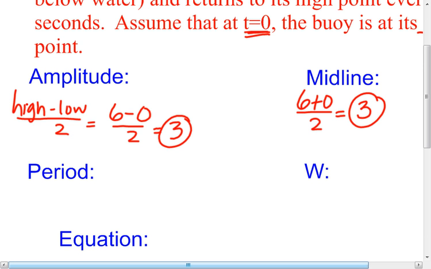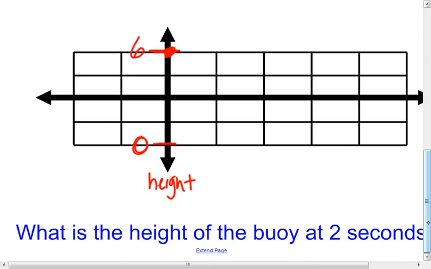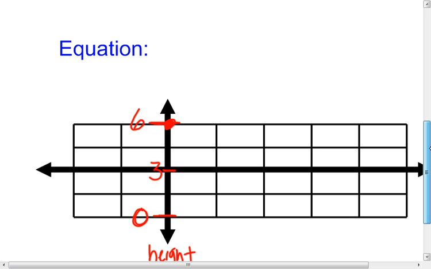Again, I'm going to tell you that you get your midline by doing high point plus low point divided by 2. Okay? You can see the amplitude right here. So the amplitude is 3. The midline we already know is 3. I'm going to label this point as 3 right here. Okay? The amplitude, the difference between 3 and 6 is 3, and that will give you your amplitude. So we're working out just swell so far.